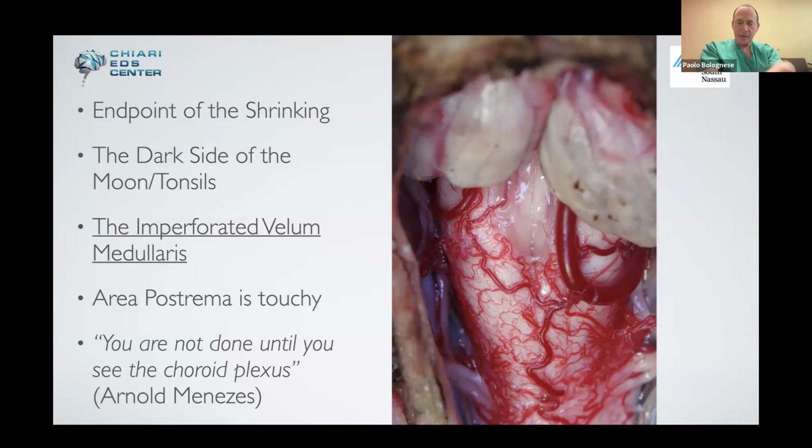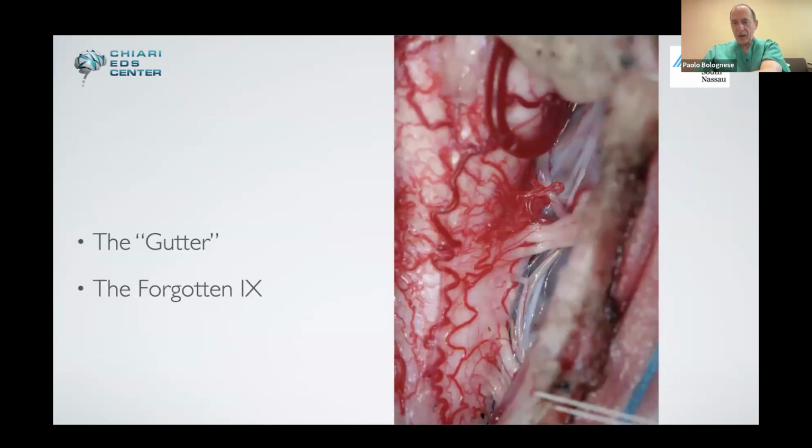But here the main message is the imperforate velum medullare. Imperforate velum is like a piece of saran wrap, congenital, very often found in people with Chiari malformation, which is covering the entire foramen of Magendie. So if that happens, cerebrospinal fluid cannot come out of there, no matter what you do to the tonsils. And you're never going to know you have an imperforate velum unless you go and look at it. And you cannot see it if they leave the door open, even with the ultrasound.